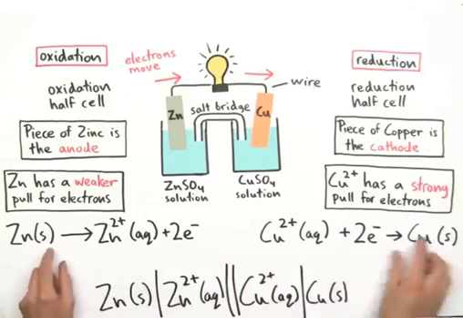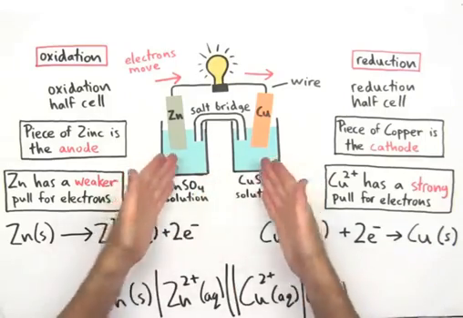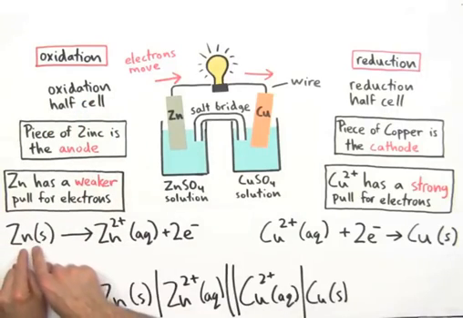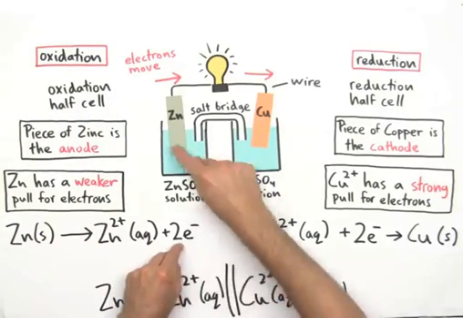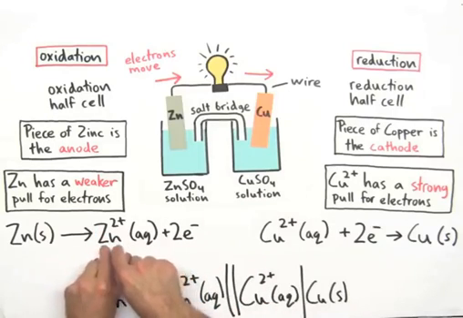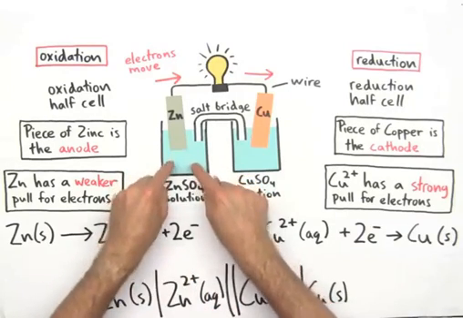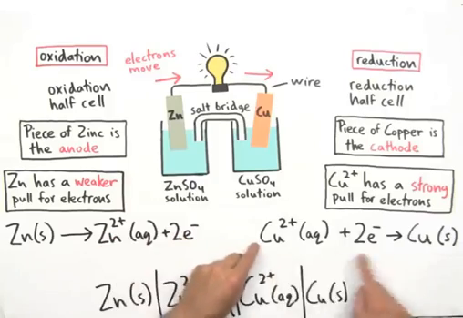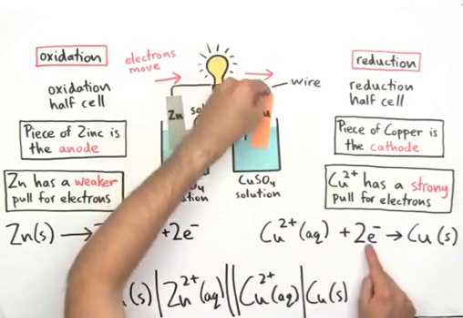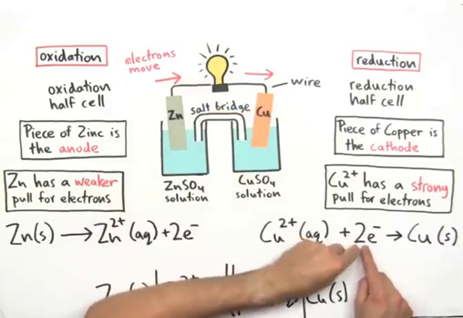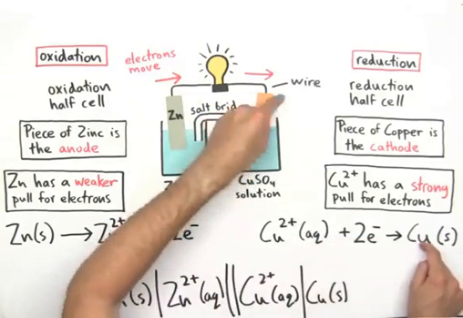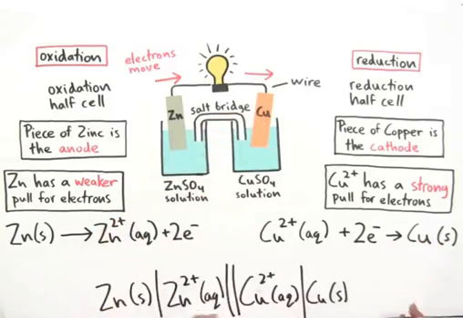Then finally we can write half reactions for the two processes that are happening in the different half cells. Here is solid zinc losing 2 electrons because they're moving out to turn into a Zn2+ ion, which is going to enter the solution. And then over here, the Cu2+ ion that's in the solution gains 2 electrons and turns into solid copper. It's going to attach to this metal right here.